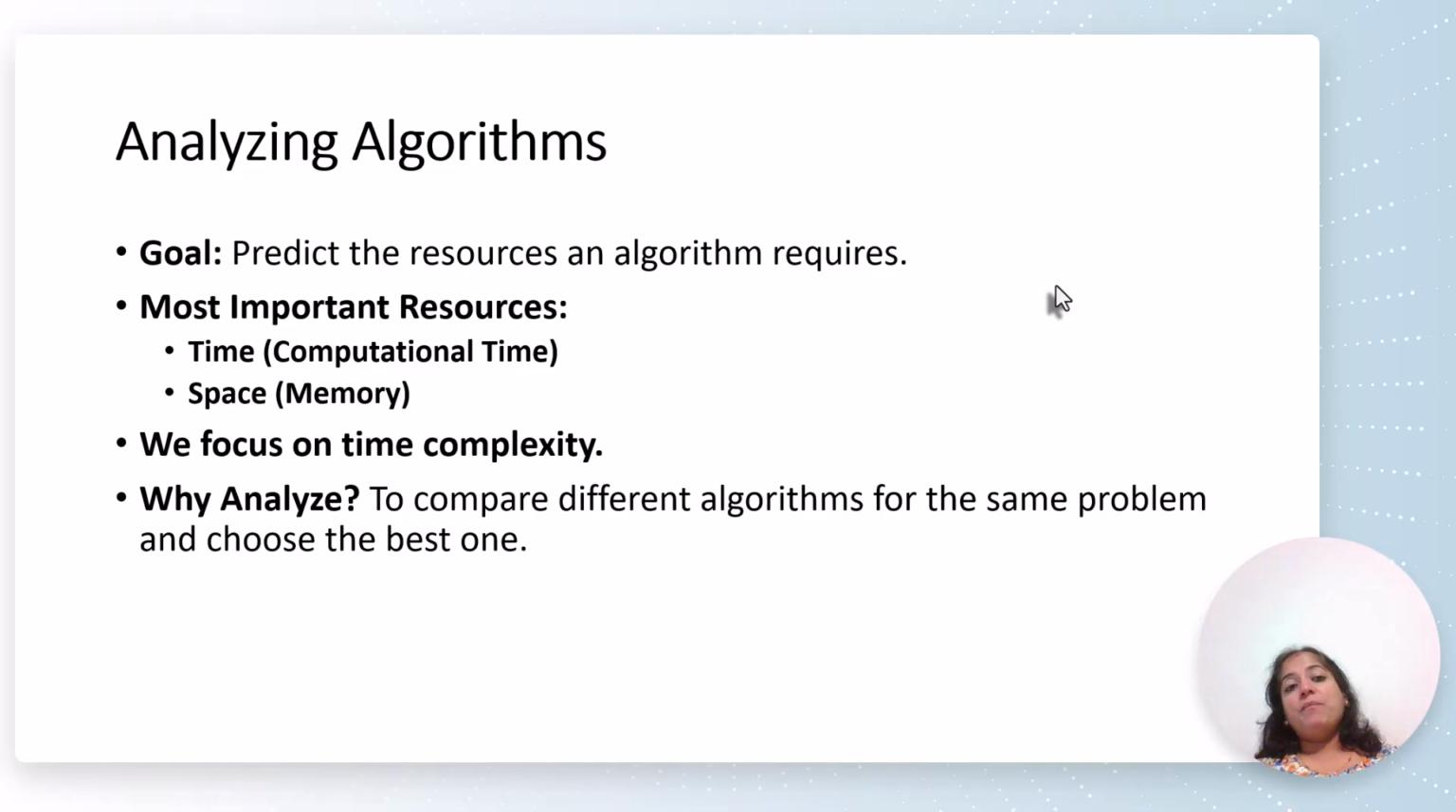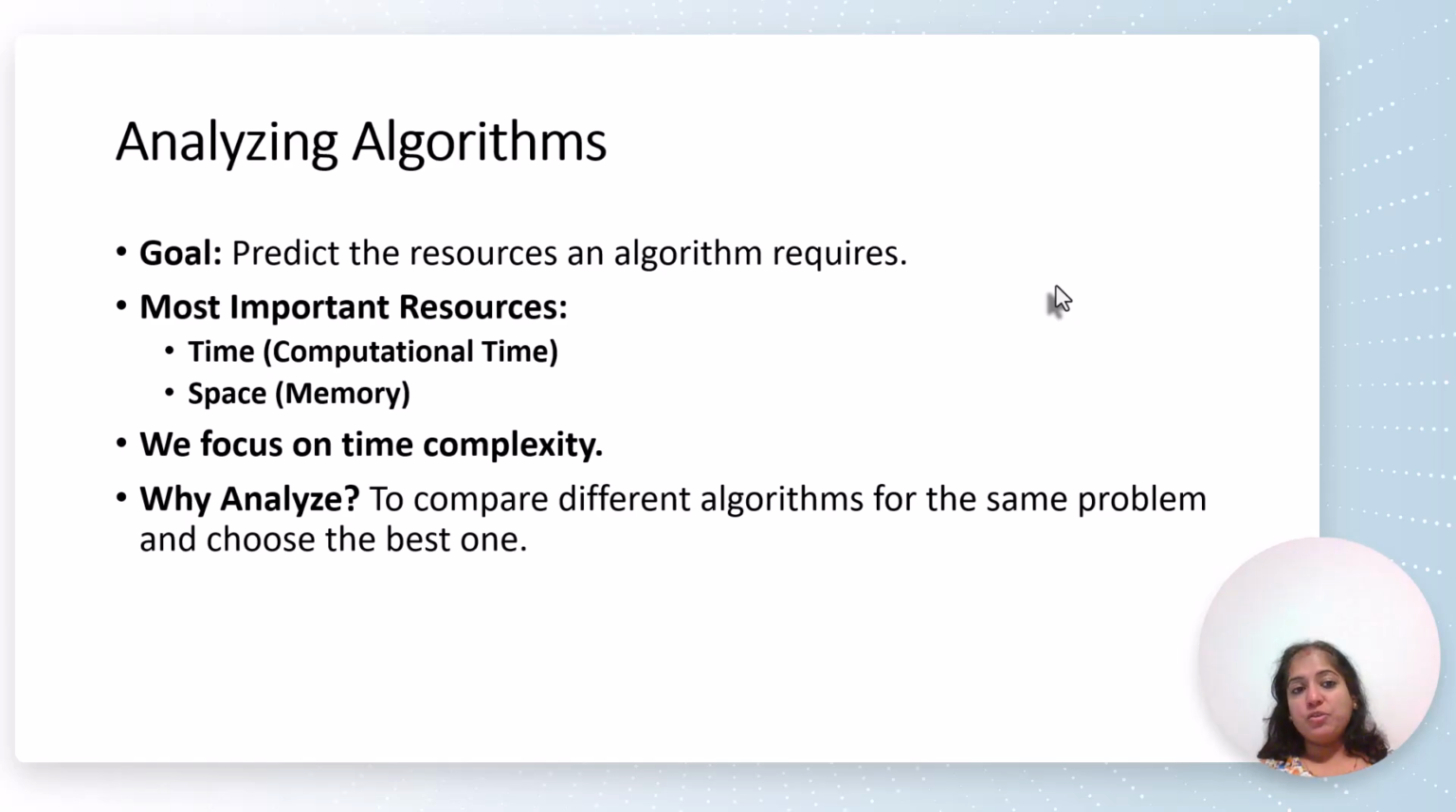Now, when we create an algorithm, there are a number of ways to achieve a certain task. There are a number of ways to achieve a certain task to get a single output. Then which algorithm is the best one?